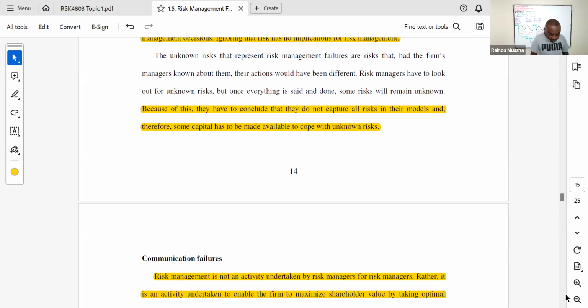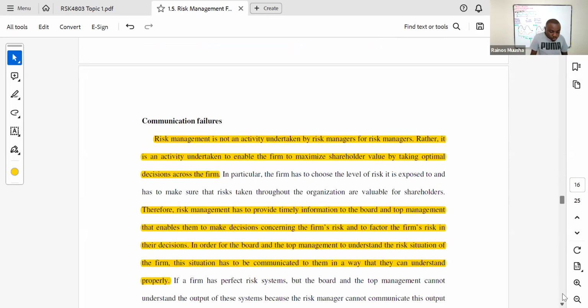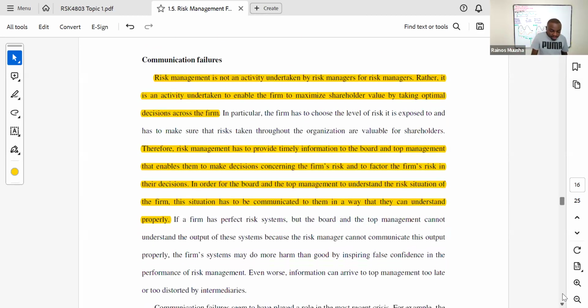Another risk management failure would be due to communication failure. And yet they say risk management is not an activity undertaken by risk managers for risk managers. Rather, it is an activity undertaken to enable the firm to maximize shareholders' value by taking optimal decisions across the firm. Therefore, risk management has to provide timely information to the board and top management that enables them to make decisions concerning the firm's risks and to factor the firm's risk into their decisions.